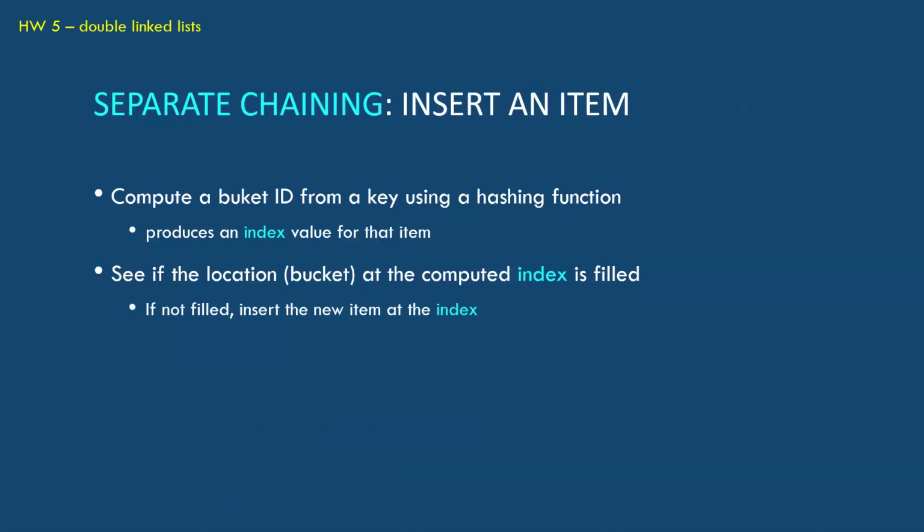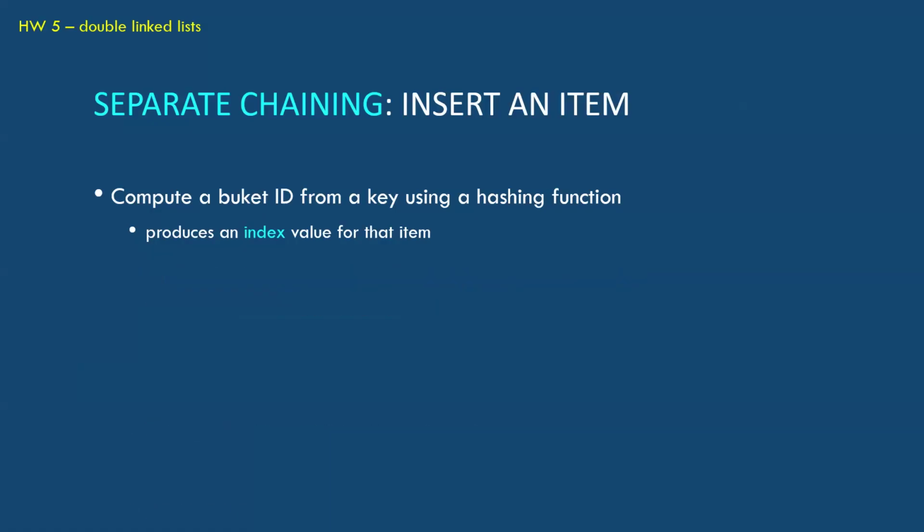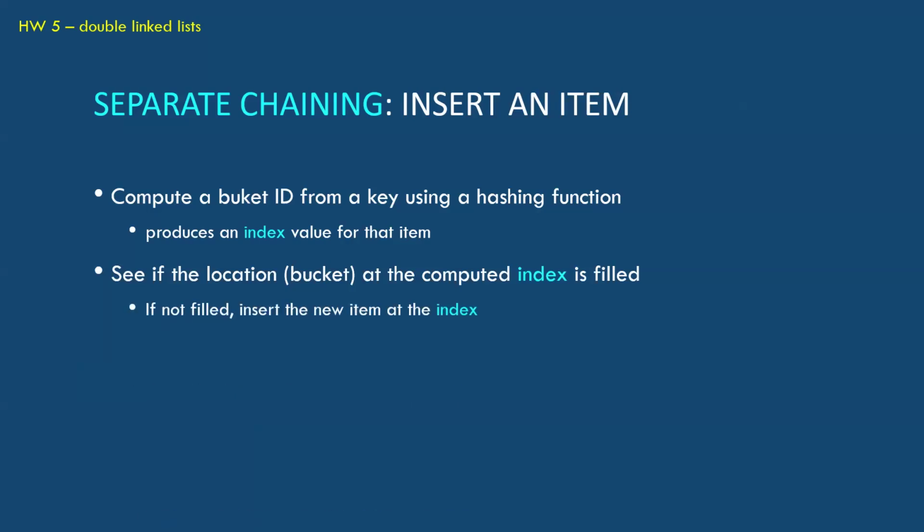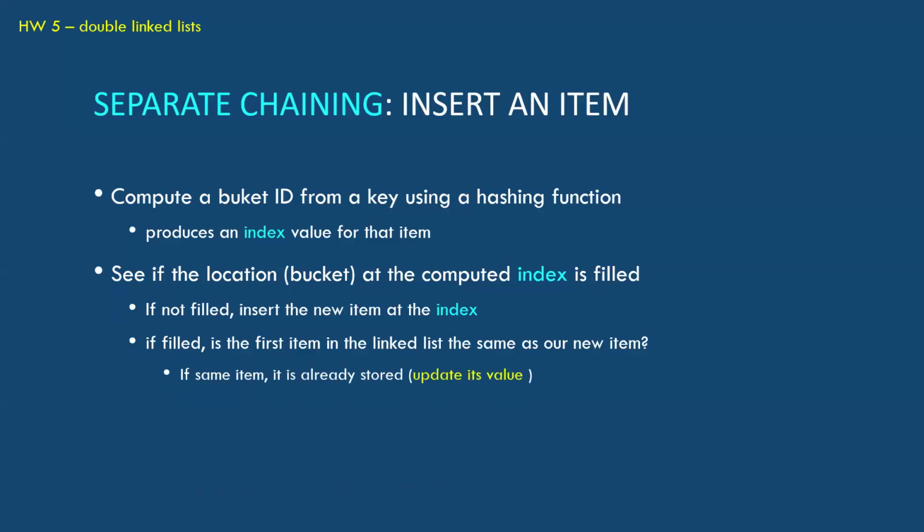Let's just talk about strategy here real quick. So we're going to compute the bucket ID, right? We get an index. We're going to check to see if that index is filled by checking to see whether the pointer is null. And if it is, then we'll insert the new item into that linked list. And then we just have to decide whether we're going to support duplicates or not. If we aren't going to support duplicates, we have to go looking through the whole linked list to make sure there's no duplicate and then potentially update its value like we saw. So in homework 5, we are not going to allow duplicates. So you will have to search that whole linked list to update that value.